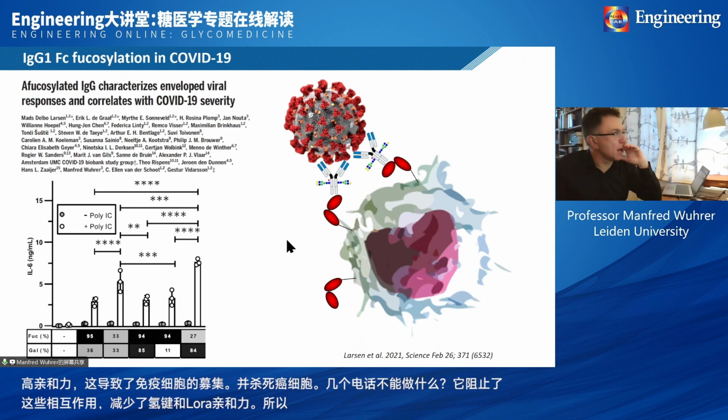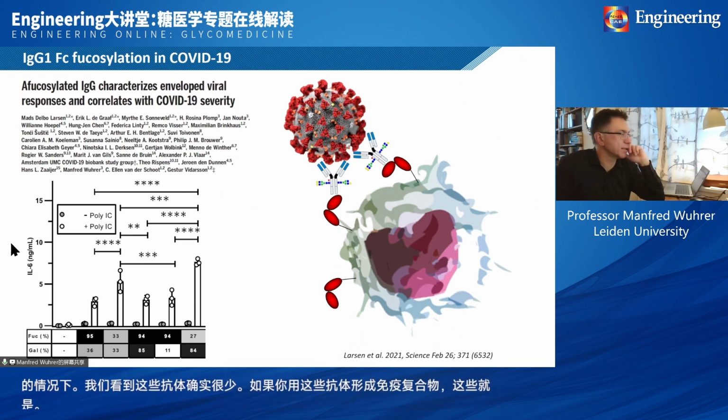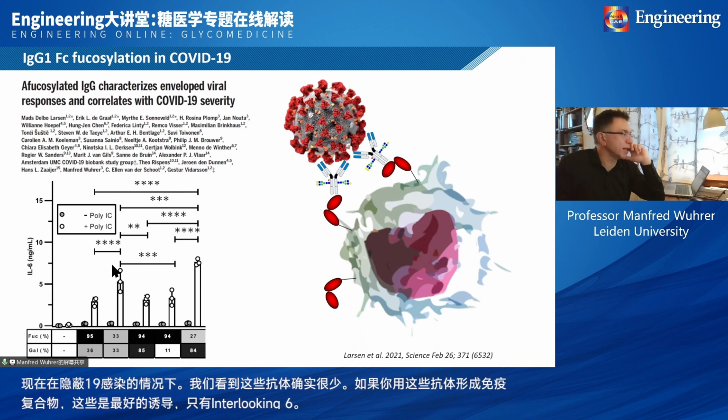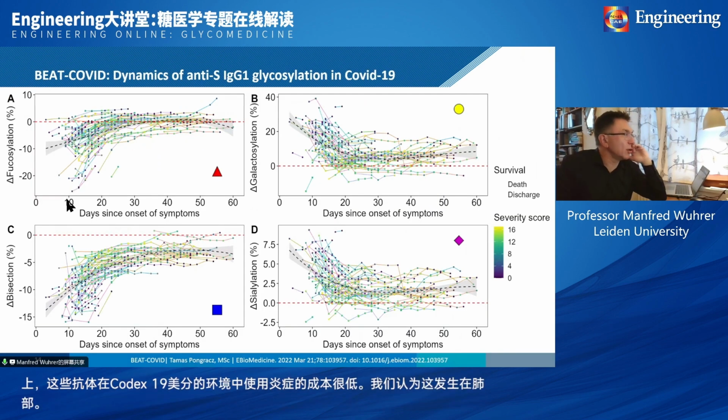Now, in the case of COVID-19 infections, we saw that indeed these antibodies with a low fucose, if you form immune complexes with these antibodies, those are the best inducers of interleukin-6 in an in vitro immune cell activation assay. So indeed, these antibodies with a low fucose induce inflammation in a COVID-19 setting, and we think this happens in the lung. We then looked longitudinally following patients over days and weeks, and we saw that this low fucose phenotype is actually only occurring in the first couple of weeks, and then it's vanishing.